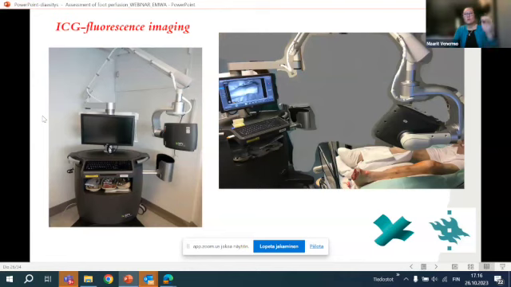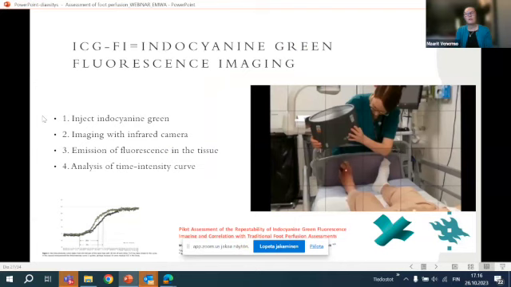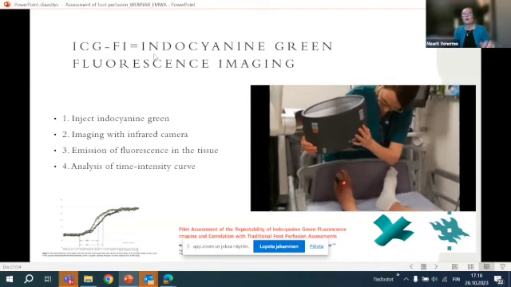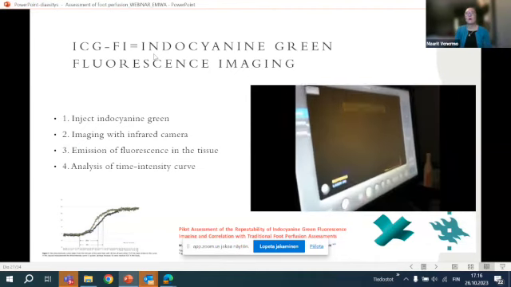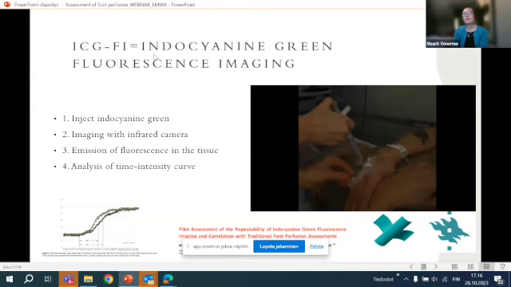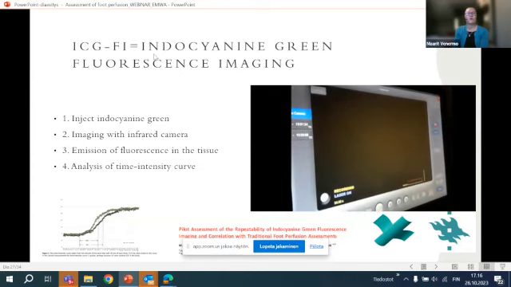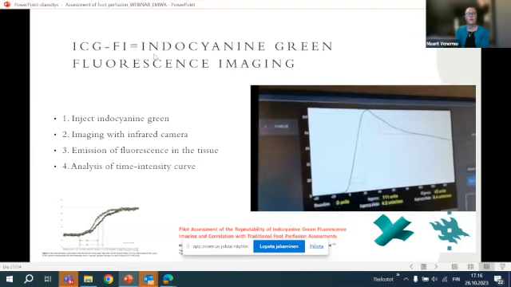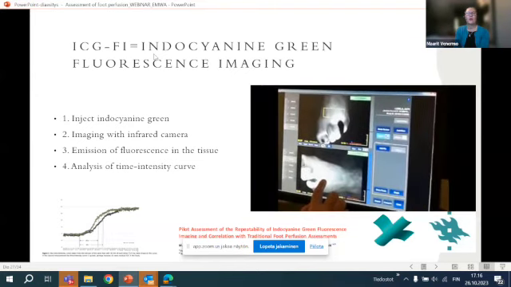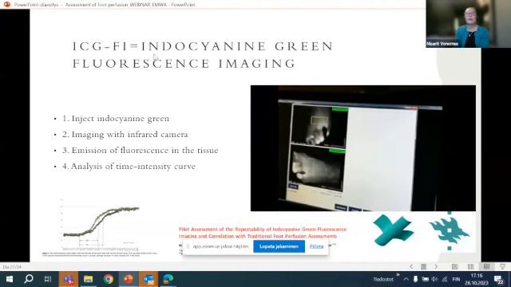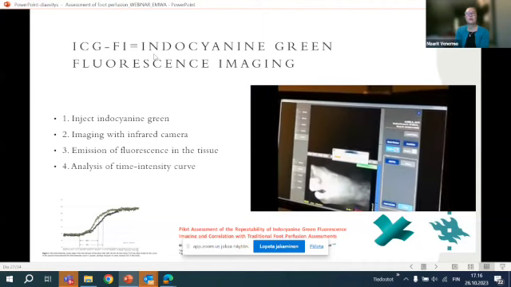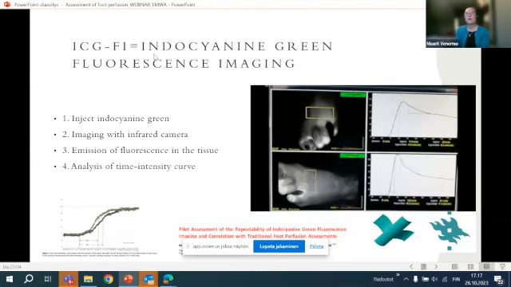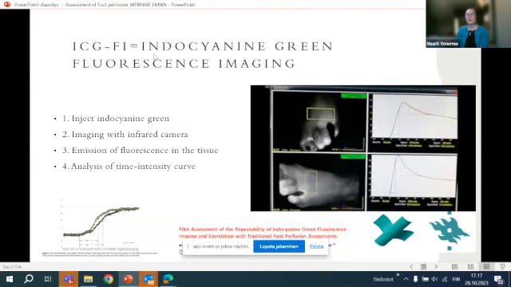In Helsinki, we have used indocyanine green fluorescent imaging in patients, and you can see the video of our vascular nurse measuring ICGFI. So first you inject indocyanine green, you image the foot with infrared camera, and you can see how the tissue, there is emission of fluorescence. And then in the end, you can draw time intensity curve and make your analysis.